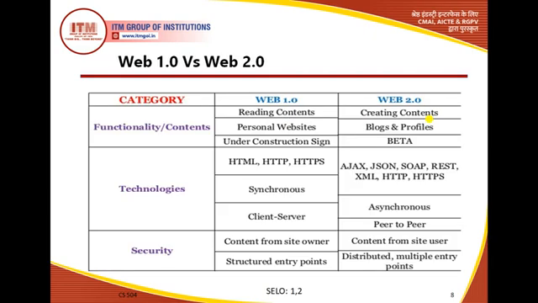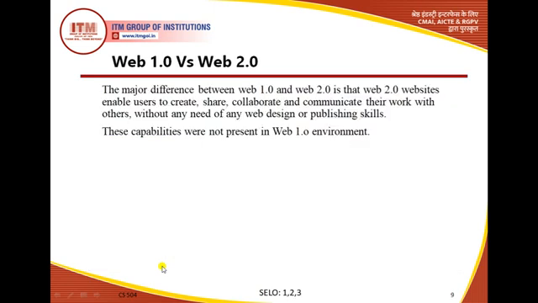So these three points, students, you must all remember, because these three categories differentiate Web 1.0 from Web 2.0: functionality, then technologies, and then security. The major difference is that Web 2.0 websites enable users to create, share, collaborate, and communicate their work with others without any need of web designing or publishing skills.